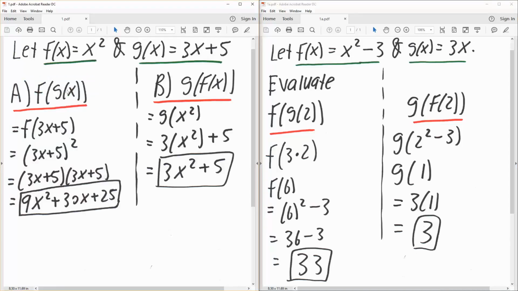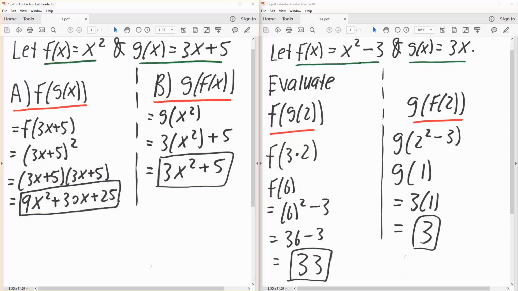And so what we're essentially doing is f of 3x plus 5. That's what g of x is. g of x is 3x plus 5. So we say f of 3x plus 5. So now we plug 3x plus 5 in for x. f is x squared, so simply (3x plus 5) squared. Now what we have is (3x plus 5) times (3x plus 5), and we're simply expanding it.